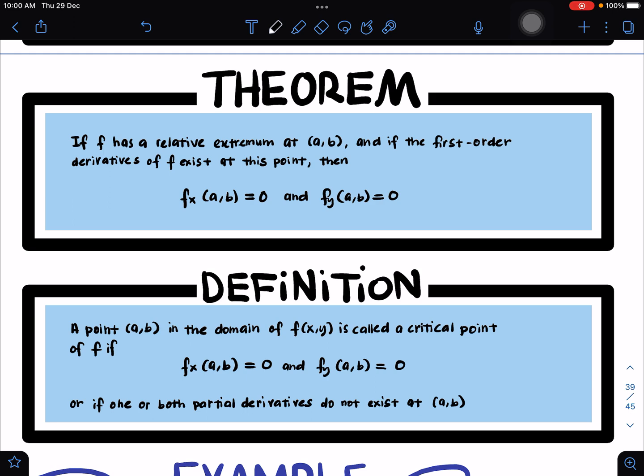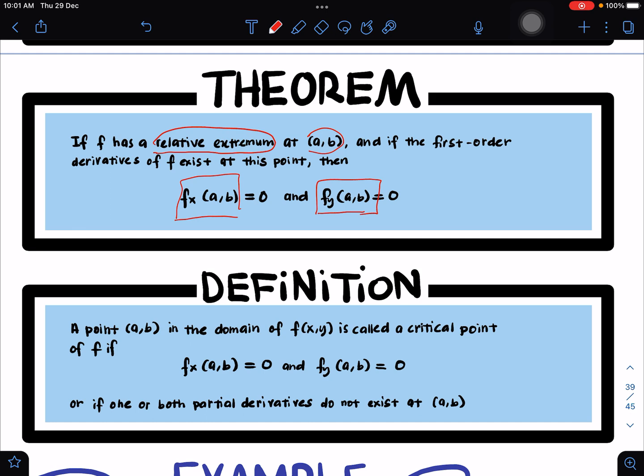So if f has a relative extremum at point AB, and if the first order derivative of f exists at this point, then fx equal to 0 and fy equal to 0. So if you can see here, this one is the partial derivative with respect to x, and this one is the partial derivative with respect to y. So how to find the point? Okay, dia kata kalau f ada point relative maximum ataupun minimum at AB, kita nak cari point tu, kita kena let the first derivative with respect to x equal to 0 and also first derivative with respect to y equal to 0.